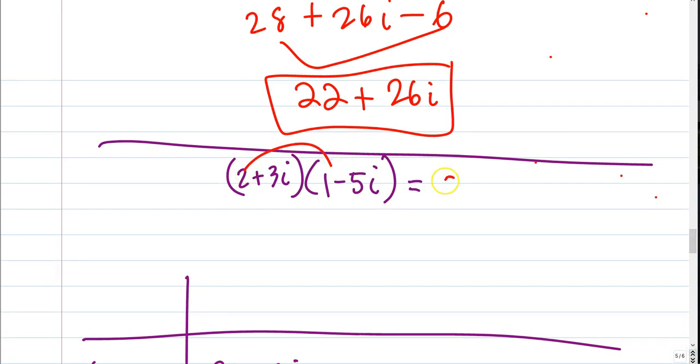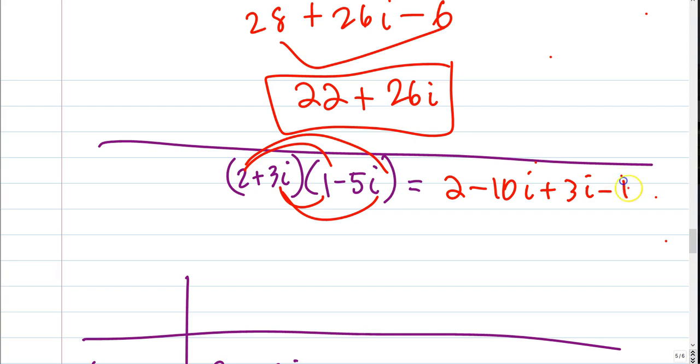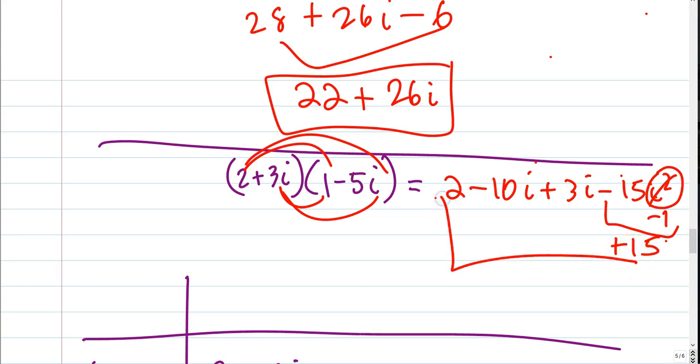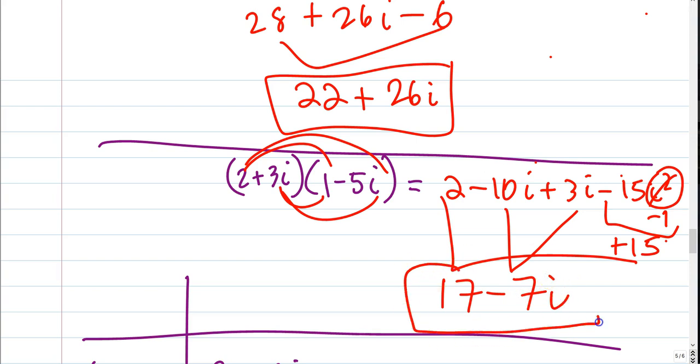2 times 1 is 2, minus 10i, plus 3i, minus 15i squared. What is minus 15i squared? That's minus 15 times minus 1, which becomes plus 15. So when I combine my like terms, 15 and 2 make 17, and negative 10 plus 3 is minus 7i. And that's how I would put that. When you get the i squared, replace it with a negative 1, multiply it, and then combine like terms.